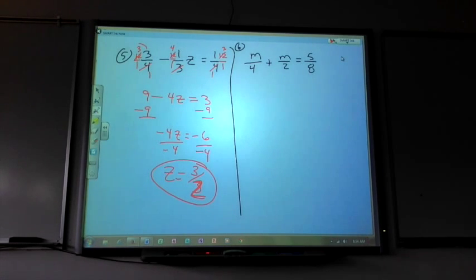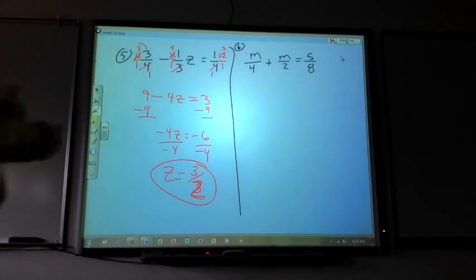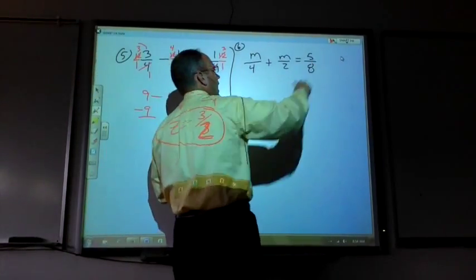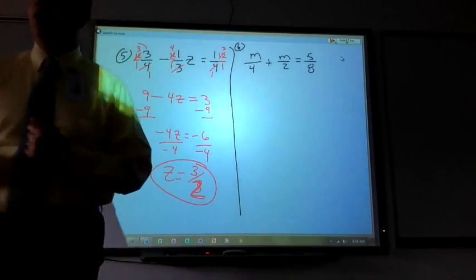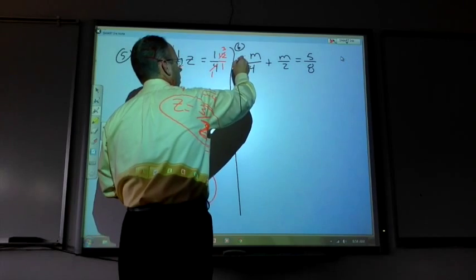Problem number 6. I have 3 terms. How many of you chose to multiply everything by 16 over 1? How many of you chose to multiply by 8 over 1? Sweet! 8 over 1 is how you go about this one. 16 over 1 gets the same answer as well. But I have 4, 2, and 8. The smallest number that 4, 2, and 8 all go into is 8. So I'm going to multiply all 3 terms by 8 over 1.